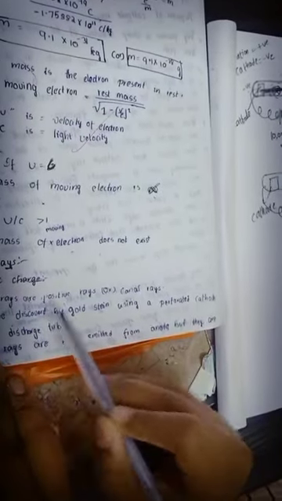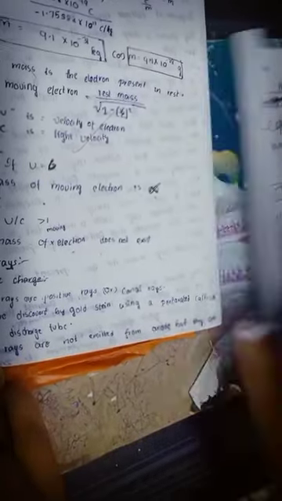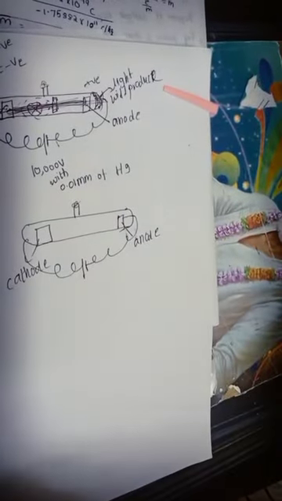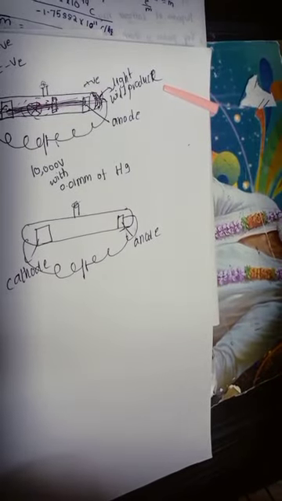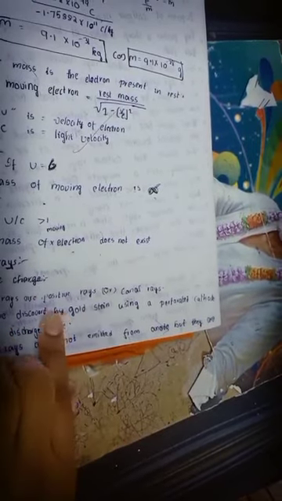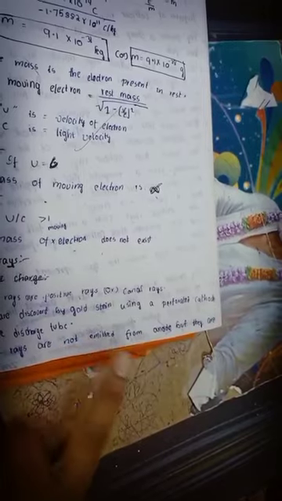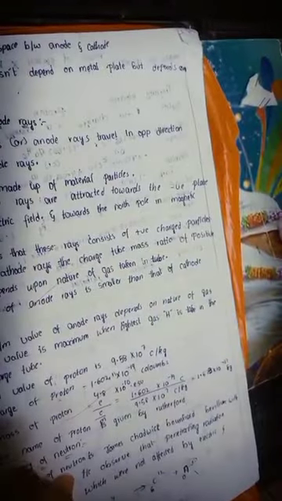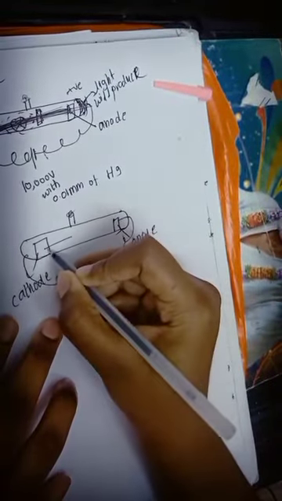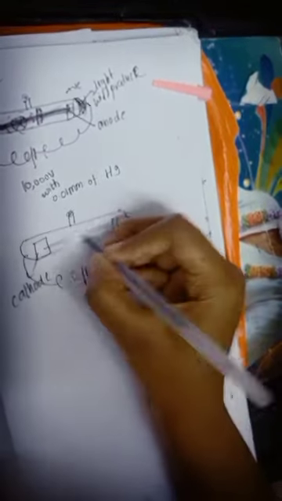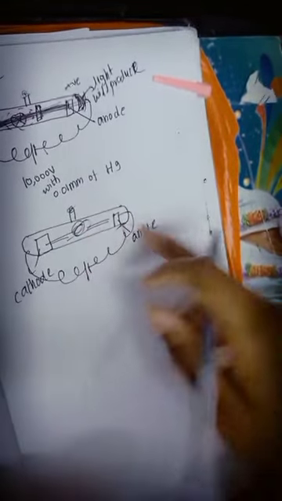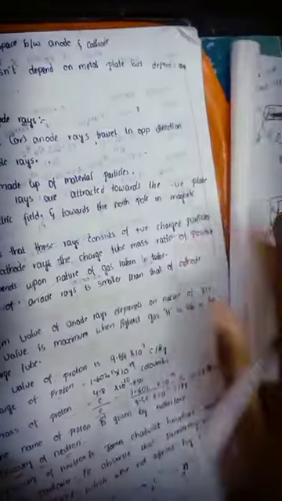Anode rays. These rays are positive rays or canal rays. That means anode rays are also known as positive rays or canal rays. These rays were discovered by Goldstein using a perforated cathode in the discharge tube. Anode rays are not emitted from the anode, but they are produced in the space between cathode and anode. See here, here cathode and here anode. In this place the anode rays will be produced, not from this metal.